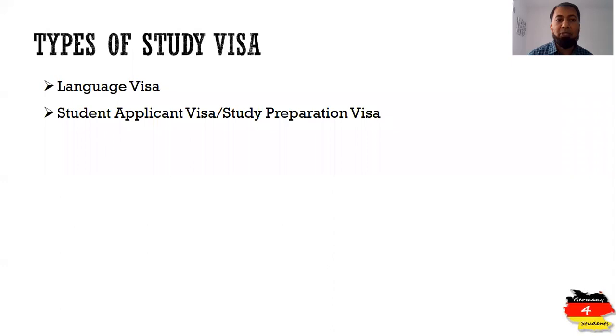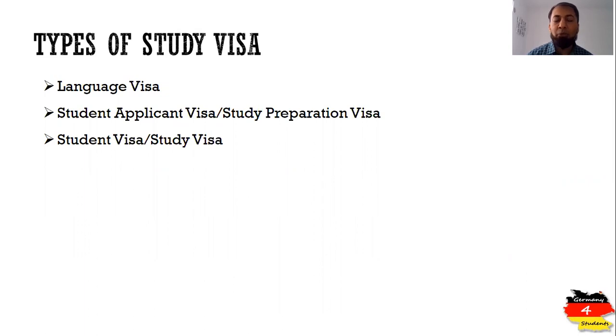First, we will check what are the types of visa. The first type of visa is language visa. The second type of visa is student applicant visa, which is also called study preparation visa. The third type of visa is student visa or study visa.